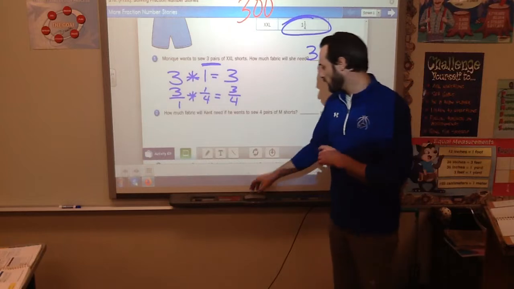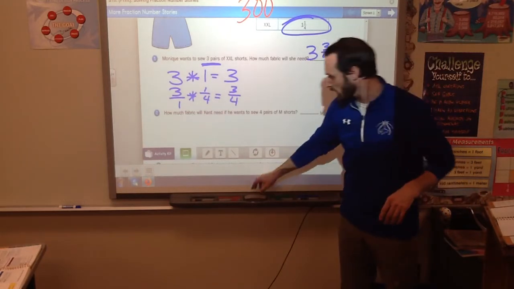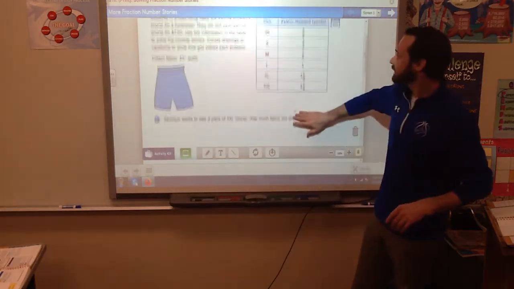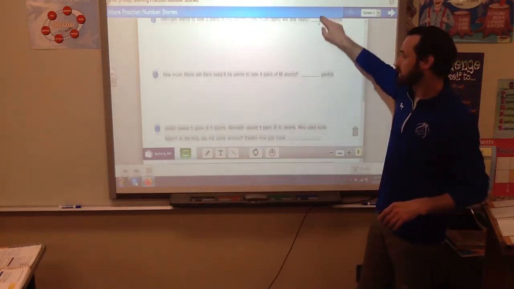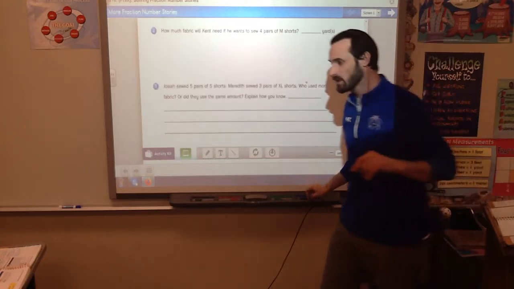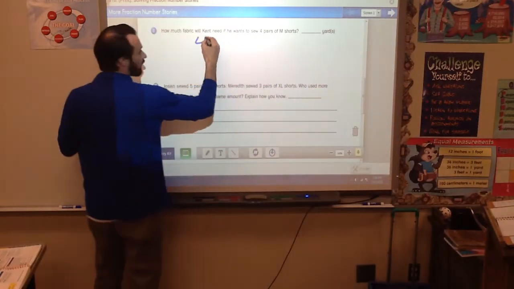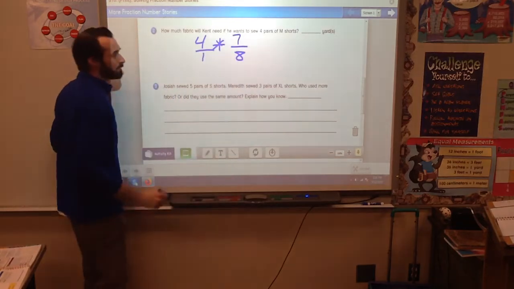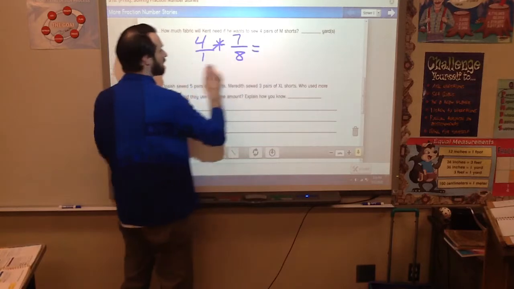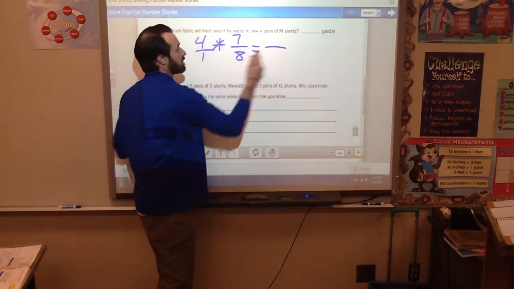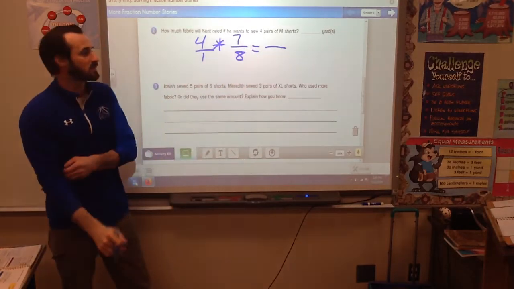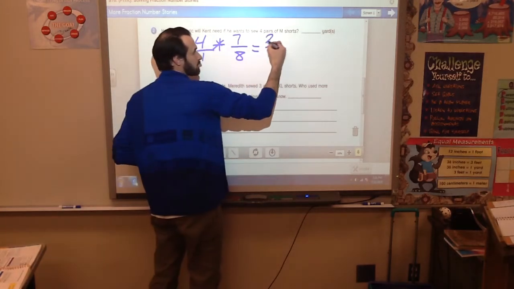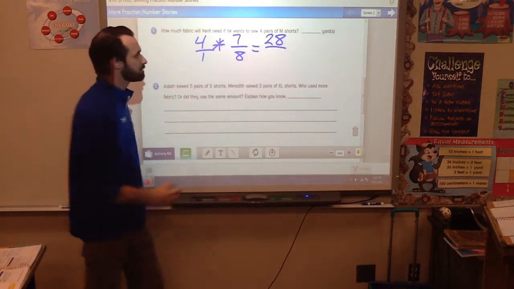Kent wants to sew 4 pairs of medium shorts. Make sure you have this before I get rid of it. Except this time we're doing by 4. So medium shorts are 7/8. This time we only have to do one problem. It's going to be 4 times 7/8, but you know that we need to put that over 1. And then we multiply. Okay, go ahead and solve this. Remember, you just multiply straight across. Numerator times numerator, denominator times denominator. 4 times 7, 28. And 1 times 8, 8.